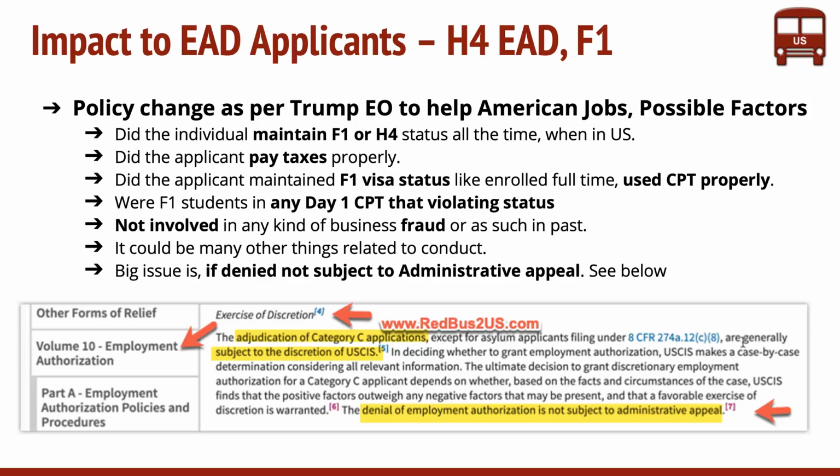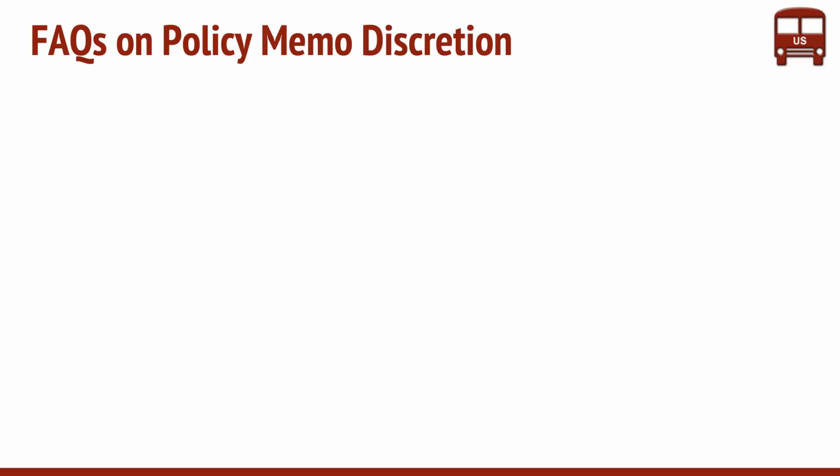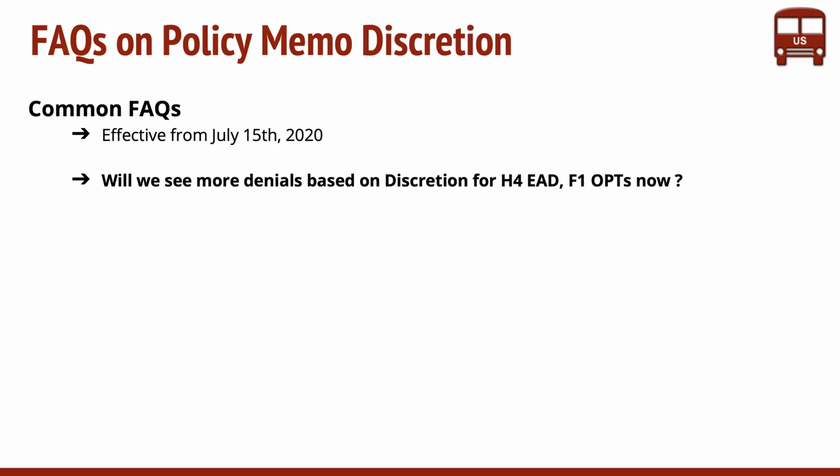So again, there is no L2 here. It's very important because it does not fall under a certain category. So that's why. And another FAQ, right, on the policy memo on discretion. If you look at the common FAQs, this is effective from July 15th, which is basically yesterday. So technically it's effective.